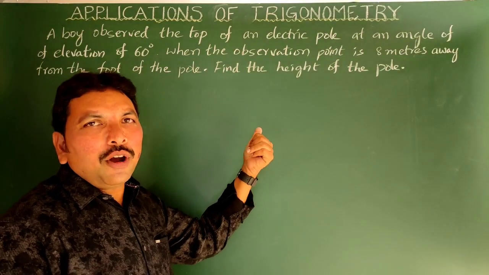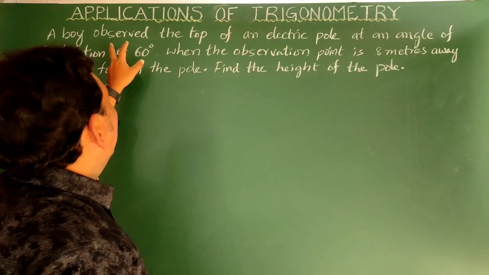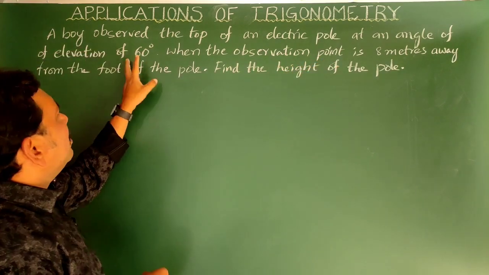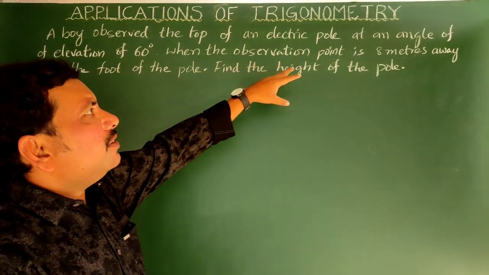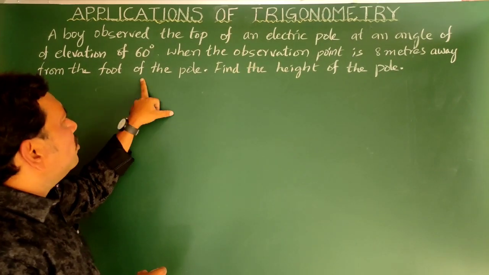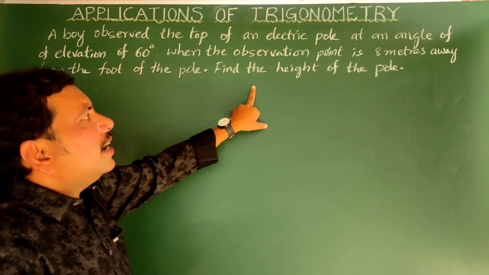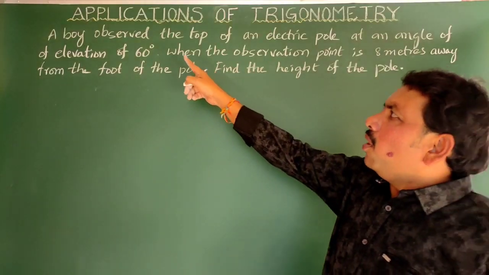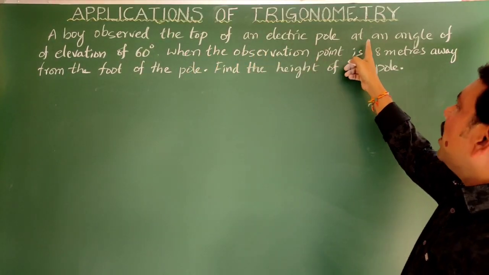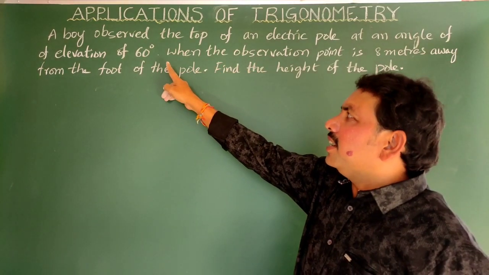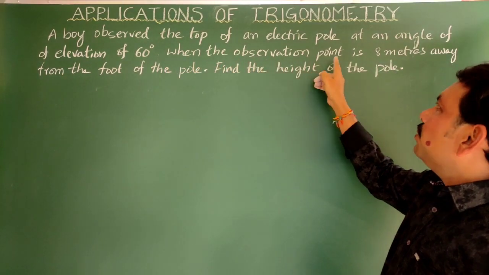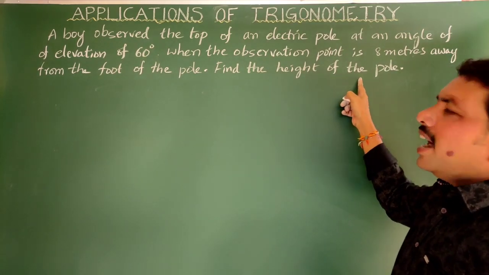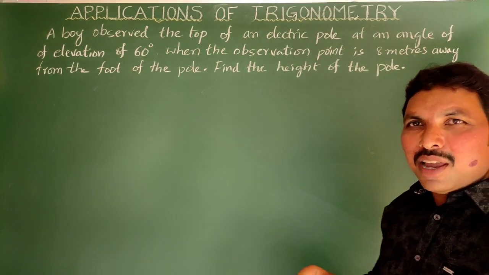Example on this topic. Look here. A boy observed the top of an electric pole at an angle of elevation of 60 degrees. When the observation point is 8 meters away from the foot of the pole, find the height of the pole. Again, I'm reading. A boy observed the top of an electric pole at an angle of elevation of 60 degrees. When the observation point is 8 meters away from the foot of the pole, find the height of the pole.